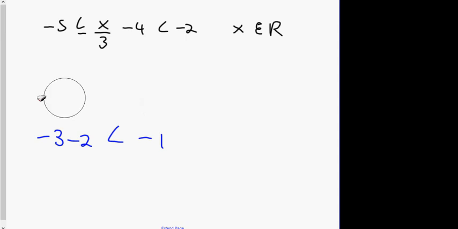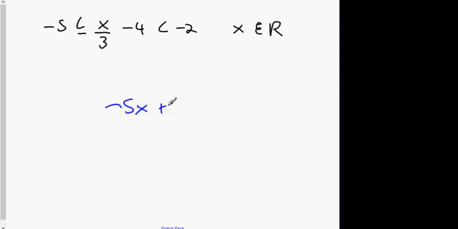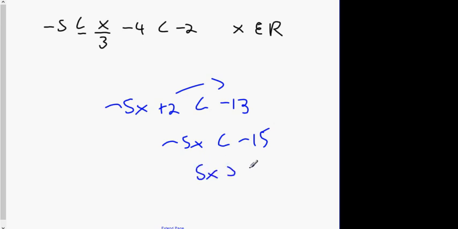If I had something like this in the future, if I had 5x plus 2 less than minus 13, bring the 2 over the other side, less than minus 15, multiply both sides by minus 1, 5x greater than 15, then divided by your 5, x is greater than 3. Be aware of that.